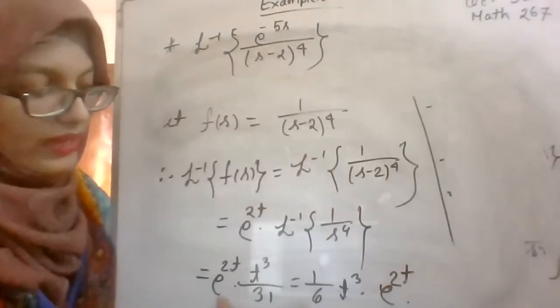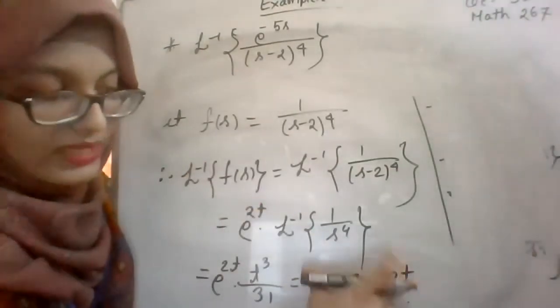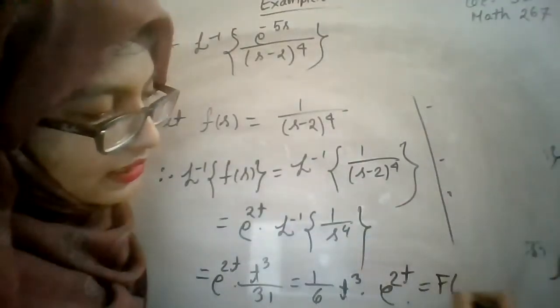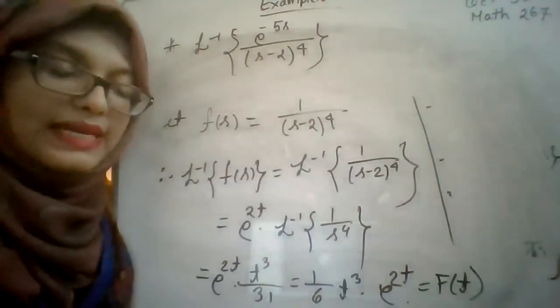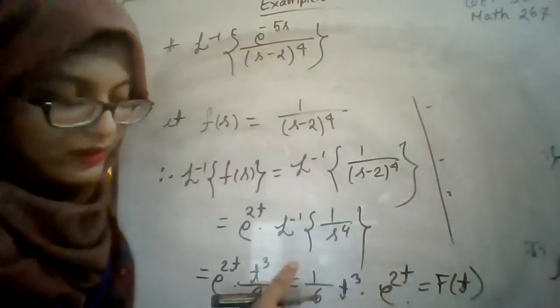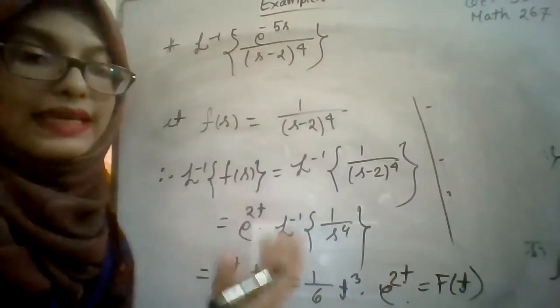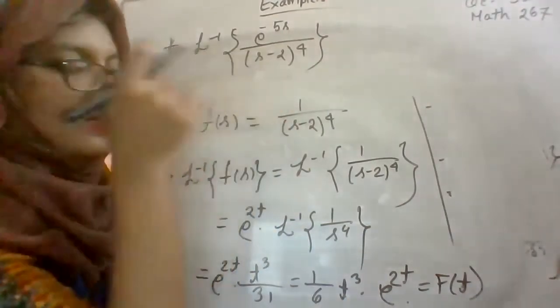Okay. So we have found the inverse Laplace transformation of f of s, which is equal to this, and this will be considered as f of t. This will be considered as f of t for using the second translation or shifting property. Our capital F of t is equal to 1 by 6 t to the power 3 e to the power 2t for using the second translation or shifting property for this given expression.